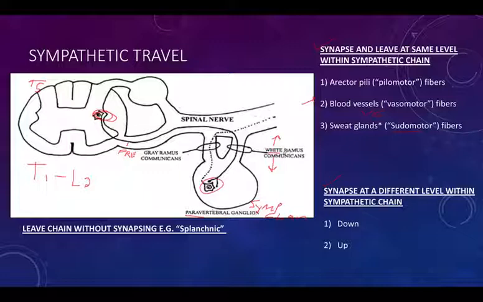And then to kind of further the complexity, let's say it travels down to T9. When it gets to T9, it can synapse there, and still in the chain, right? Still here, and then leave, or it can leave the chain without synapsing. So you have all kinds of options here. You can synapse at the level, you can synapse higher, you can synapse lower, or you can leave the sympathetic chain entirely without synapsing and stay a preganglionic neuron.